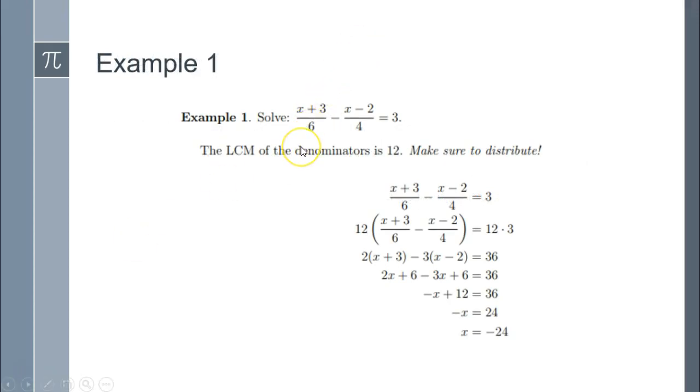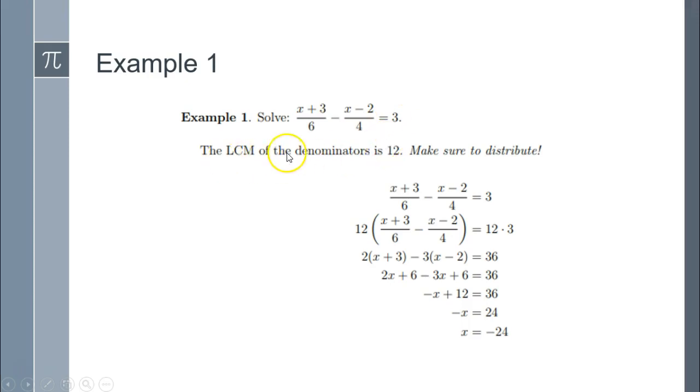So here we have our first example. We're going to solve the quantity x plus 3. And remember, there are implied parentheses around this x plus 3 because of the fraction bar. You may find it helpful to avoid mistakes to put parentheses around the tops and bottoms of every fraction. I haven't done it here for the sake of ease of viewing, but that might be helpful for you as you write out your steps. We have x plus 3 over 6 minus x minus 2 over 4 equals 3.